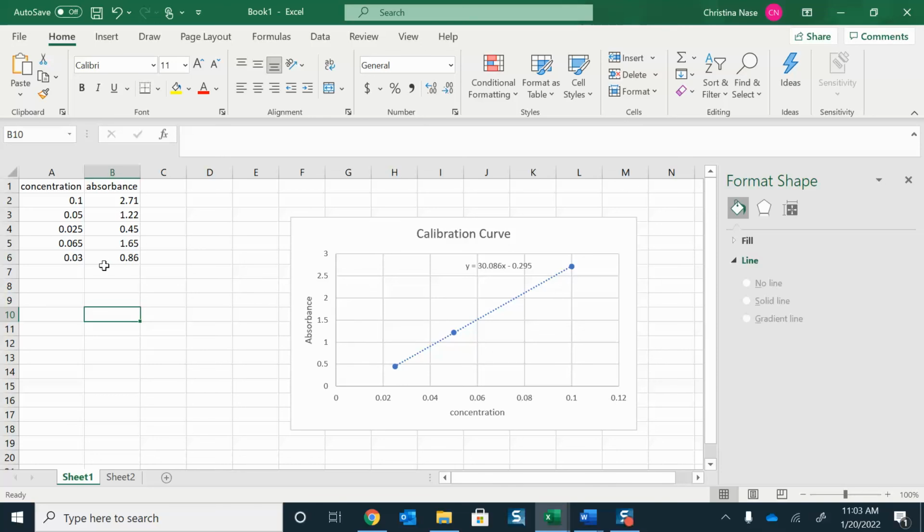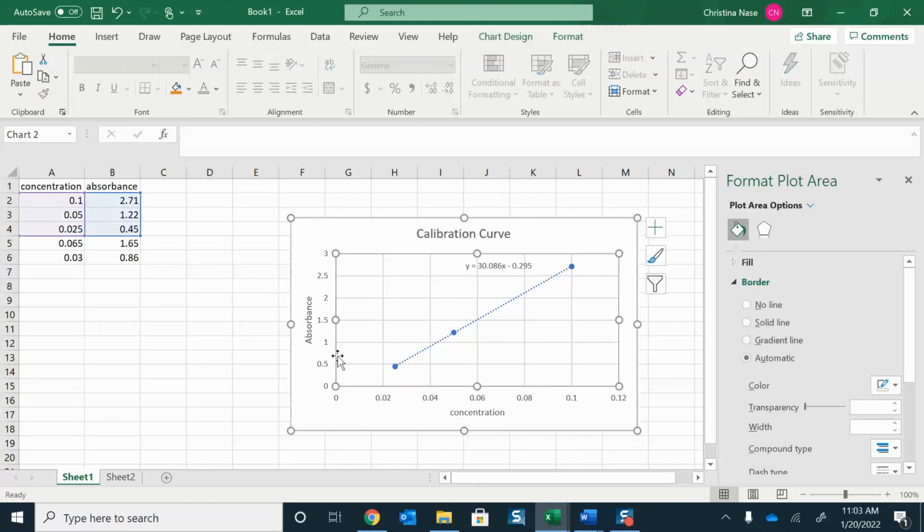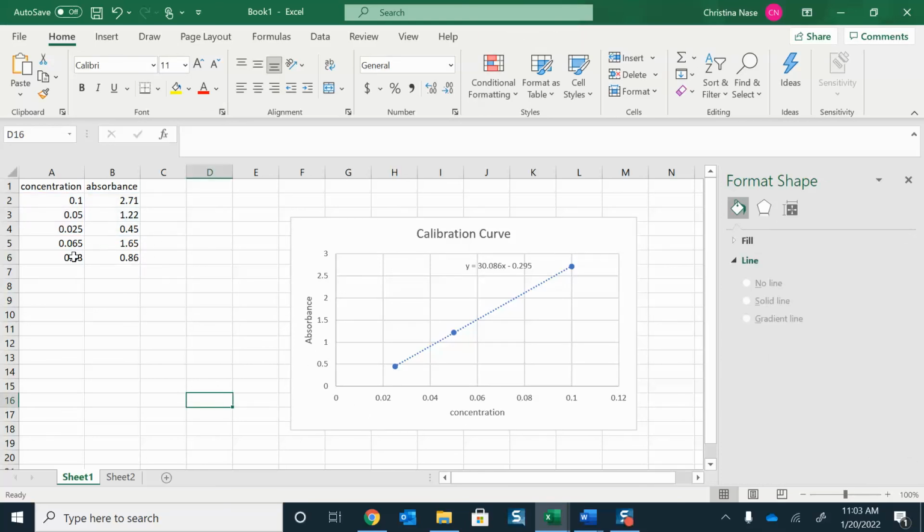Let's check this one. 0.03. I'm going to find 0.03 on my graph to be right here. Draw a line up, and the absorbance should be between 0.5 and 1, and it was 0.86, so it was between 0.5 and 1. So my answers kind of make sense here.